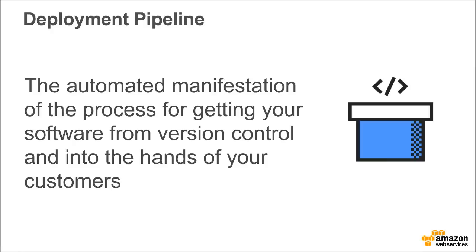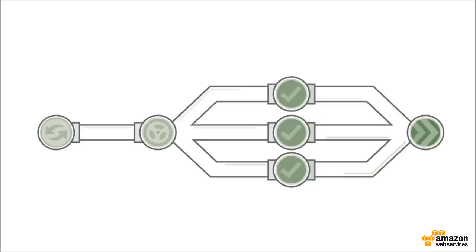So just as a definition, a deployment pipeline is the automated manifestation of the process for getting your software from version control and into the hands of your customers, right? You have some process for doing this. Maybe it is communicated to your team through tribal knowledge, or maybe it's verbally known. Maybe you have an Excel spreadsheet or some sort of wiki page with a checklist. Taking that and automating that process and all parts of that process, from getting the new revision from source control, building it, testing it, and deploying it.